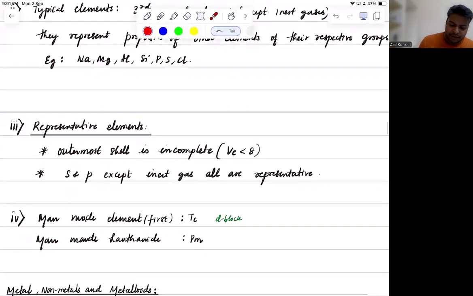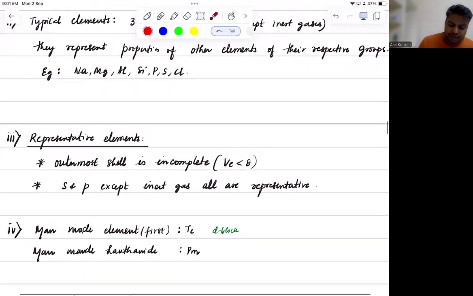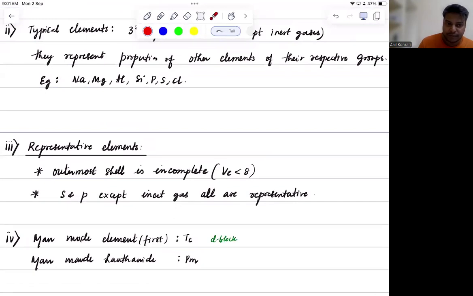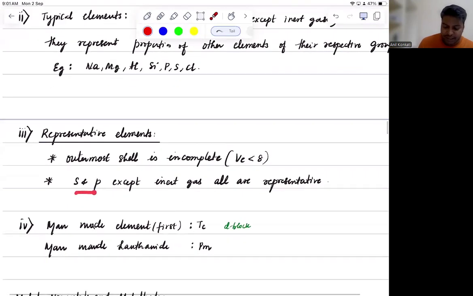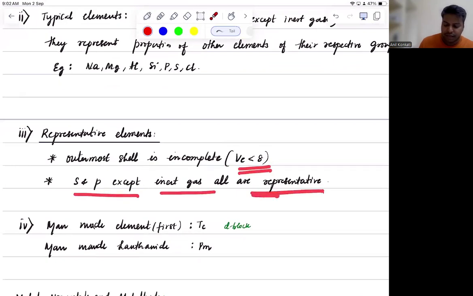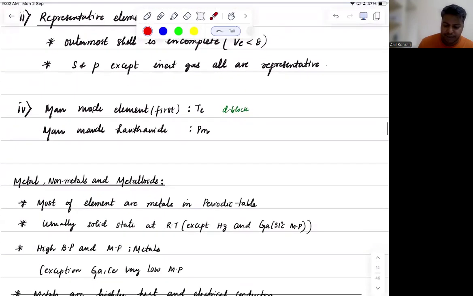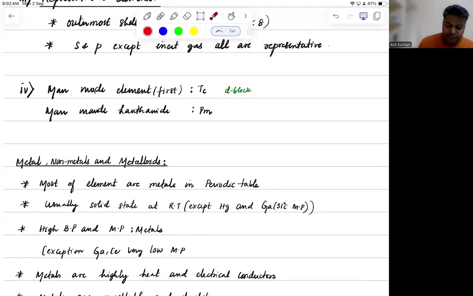Now, representative elements, sorry, these are not representative, I meant typical elements. Representative means all S and P. Everything which is S and P are all representative elements. Here, the valence shell should be incomplete, less than 8. And S and P, except the inert gases, are all representative elements. First man-made element, like I said, is technetium. First man-made lanthanide is promethium.